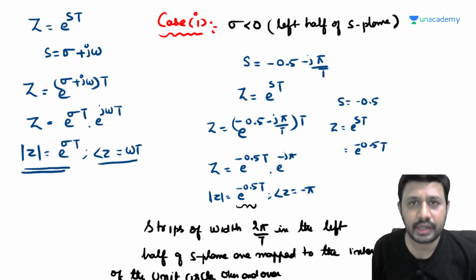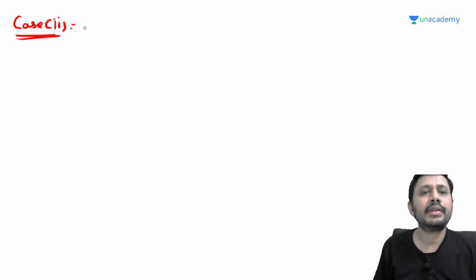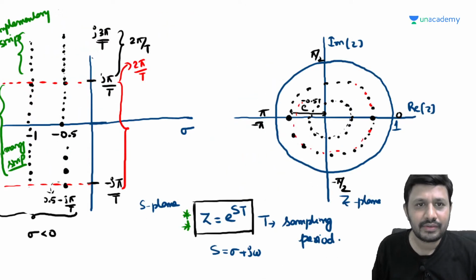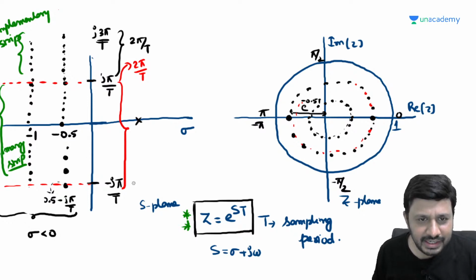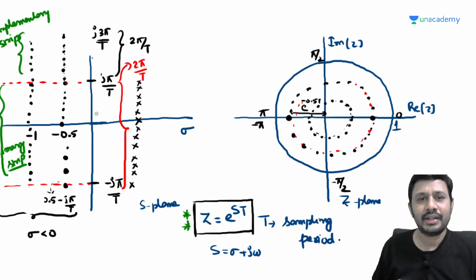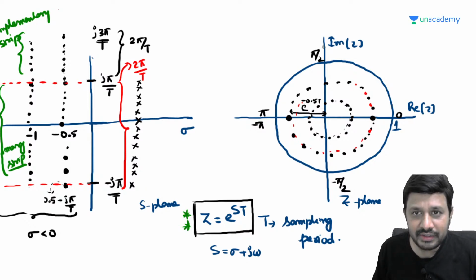Case 2. Look here, case 2. Case 1 is completed. Case 2 is what happens if sigma is greater than 0. Do one thing: sigma greater than 0 means take some value here, 0.5. Proceed with the same. Increase the values of omega from minus pi by T to plus pi by T. I am giving a cross sign; it doesn't indicate the pole. Now, that will be mapped outside the unit circle.